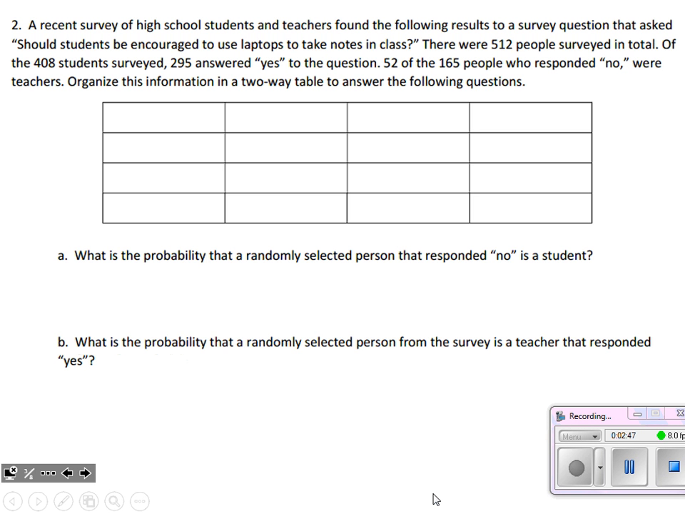Next, here we have to construct our own two-way table. A recent survey of high school students and teachers found the following results to a survey question that asked, should students be encouraged to use laptops to take notes in class? There were 500 people surveyed in total. Of the 408 students surveyed, 295 answered yes to the question. 52 of the 165 people who responded no were teachers. Organize this information into a two-way table to answer the following questions.